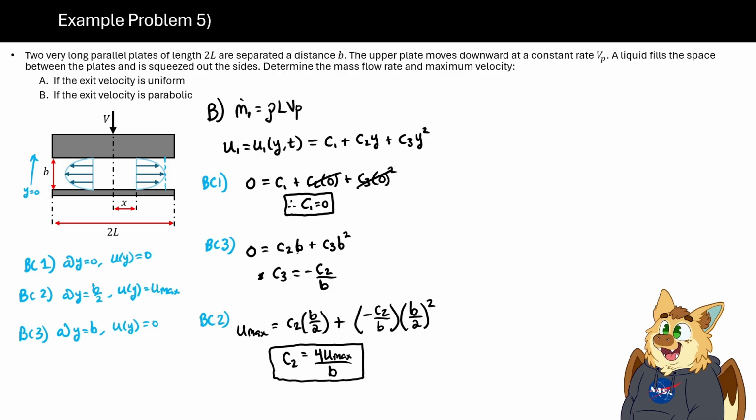There's nothing really complex I'm doing in this last step here. It's literally just math: C2 times b over 2 minus C2 times b over 4, you'd end up with this final solution here. So it's just simple algebra. So we have C1 and C2. Now we can plug C2 back into this relationship for C3, and we get that C3 is just going to be equal to negative 4 times U max, all divided by b squared.